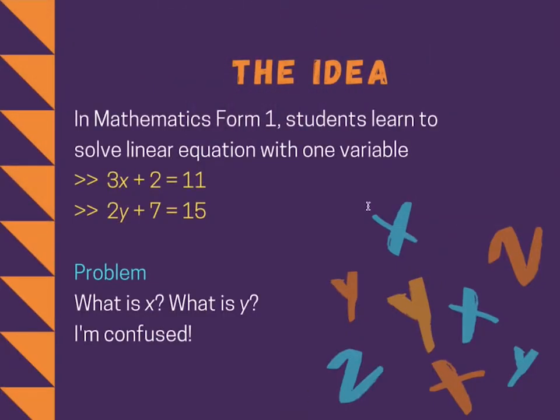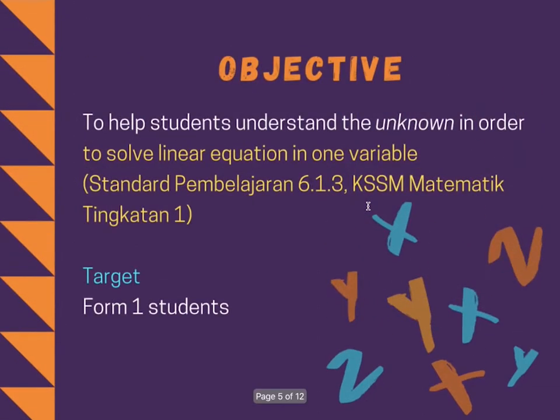We chose one topic in the mathematics syllabus for Form 1 students, which is to solve linear equations with one variable. For example, here we have 3x plus 2 equals 11 or 2y plus 7 equals 15. So the students need to determine the value of x or y. So what is x? What is y here? X and y here are just symbols to represent unknown variables. Some students struggle to understand this. Therefore, our objective is to help students understand the unknown in order to solve linear equations in one variable.